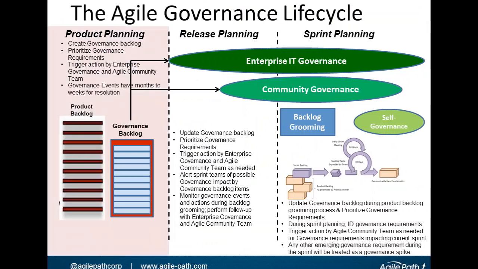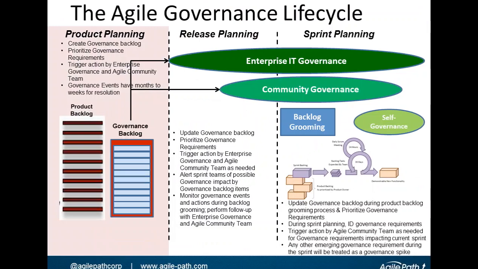Now, this fits into the picture I'm showing, which is an Agile governance lifecycle model that we've created to introduce this concept. On the left, outlined with the pink background, is that governance backlog, which again is created during product planning initially. So you do the normal product planning to create the product backlog. You also create the governance backlog, which again helps you prioritize governance requirements as they fall out of product planning. Again, you're anticipating potential governance gotchas that you may have to address during the Agile delivery process.